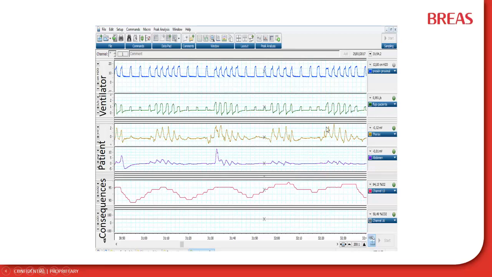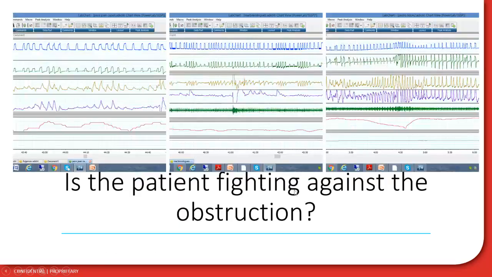Here we have the signal from the thoracic and abdominal belts. As I've said before, the question is whether or not the patient is fighting against the obstruction. For example, there is a decrease here in the flow waveform, and the patient is clearly fighting against the obstruction. The number of breaths during this episode is higher than the number of breaths during the periodic flow decrease.